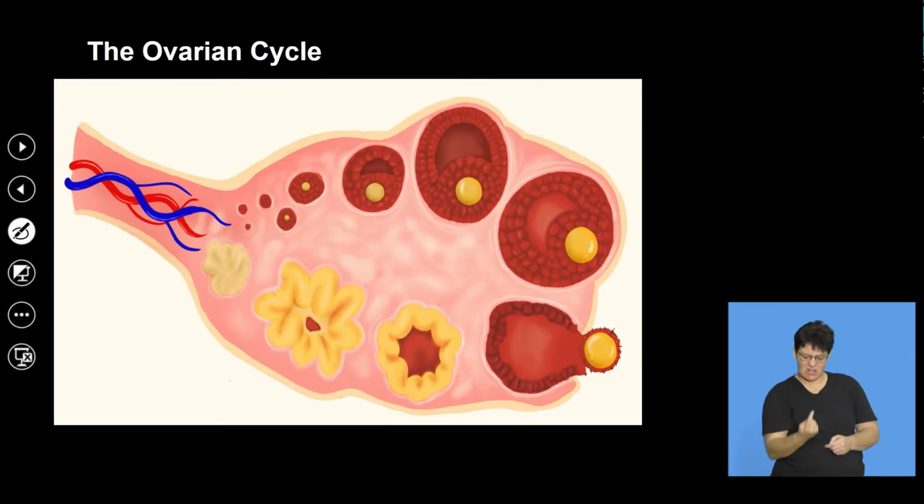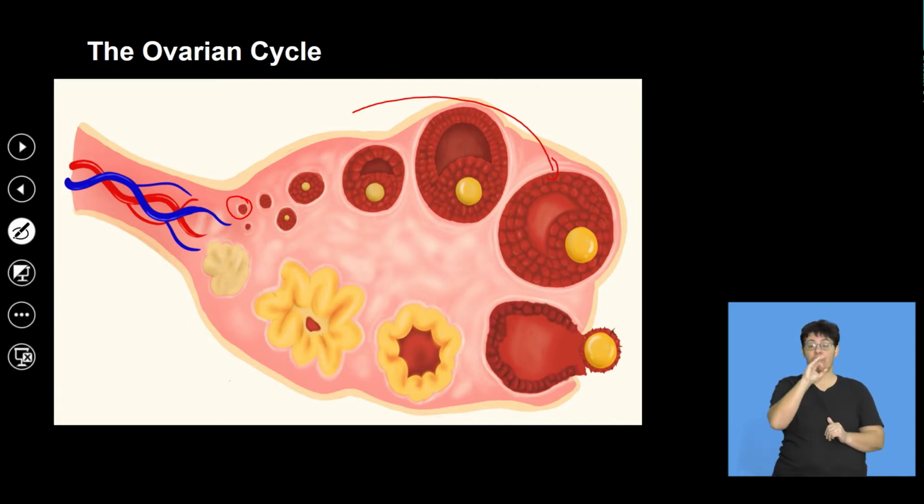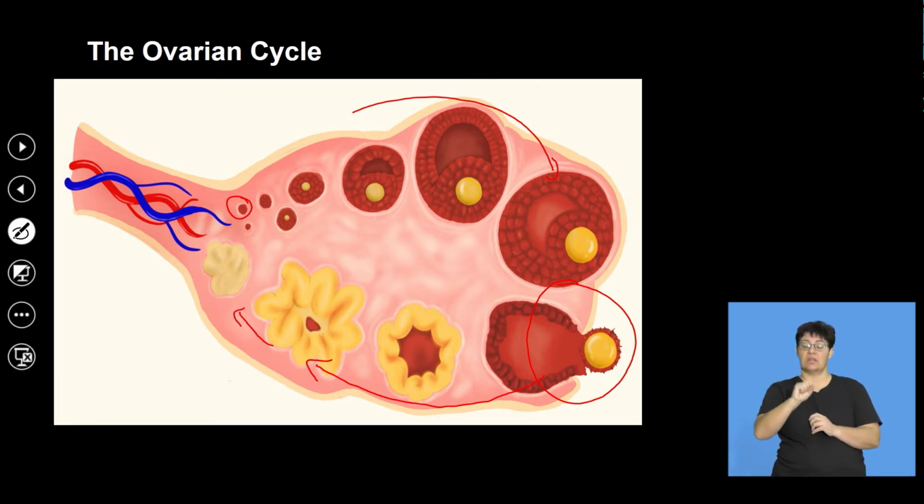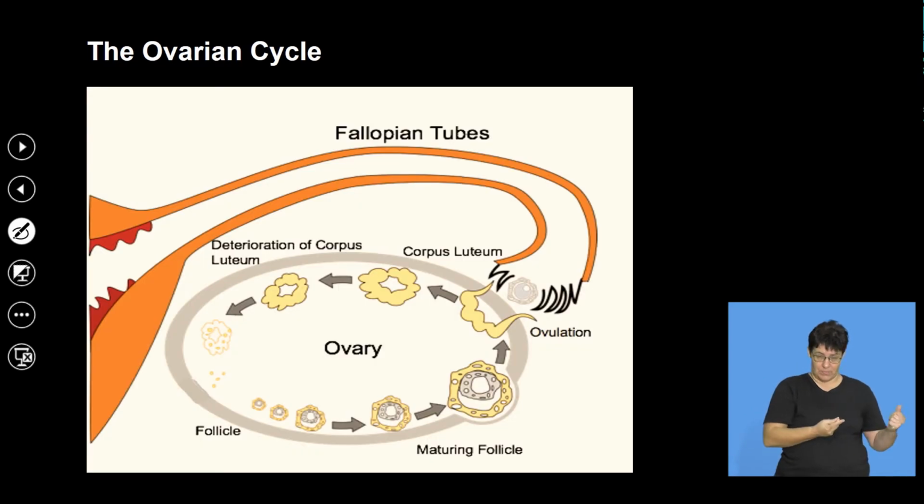So as I mentioned, when we looked at the ovary, we saw that there were several structures that developed from the primary follicle. We saw that maturing into a Graafian follicle, and we saw the process of ovulation. And then we looked at the development of the corpus luteum and how that gradually degenerates towards the end of the cycle. Let's try and understand this in a bit more detail.